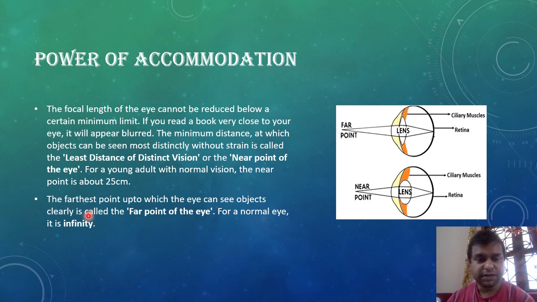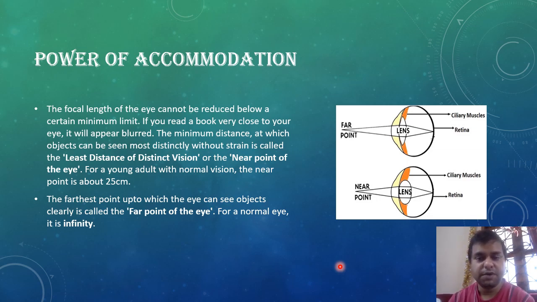Coming to the farthest point, you can say the maximum distance at which objects can be seen most distinctly without strain is referred to as the far point of the eye. Okay, for a normal eye, it is infinity. See, if you go to a beach and you try to look, we can see things which are at the horizon. We just don't know how far it stretches. For the eye, that is infinity.